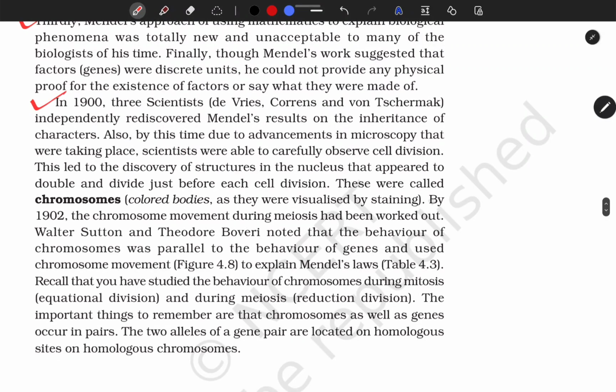In 1900, three scientists, De Vries, Correns, and von Tschermak, independently rediscovered Mendel's results on the inheritance of characters. Also, by this time, due to advancements in microscopy, scientists were able to carefully observe cell division. This led to the discovery of structures in the nucleus that appeared to double and divide just before each cell division. These were called chromosomes, colored bodies, as they were visualized by staining.